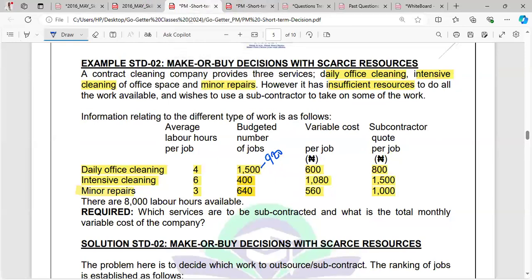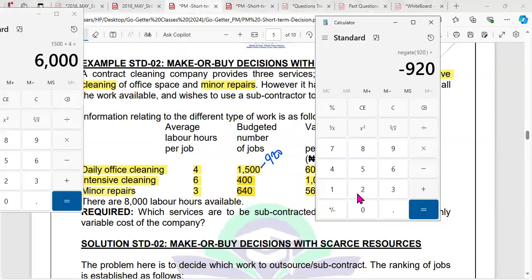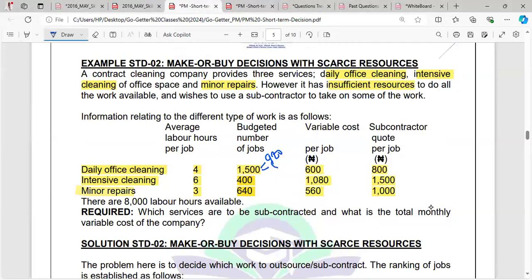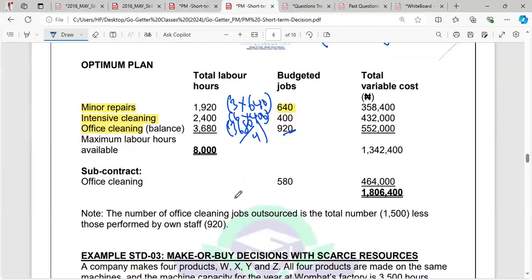How many is remaining? So you simply say, I'll put my minus here, remove it from 15. That means 580. 580 is what you're going to outsource. So you see it here, 580 is being outsourced here. So this is your outsource 580. You did 920, you are giving 580. So you are going to do as much as your 8,000 hours will carry. The rest you outsource.